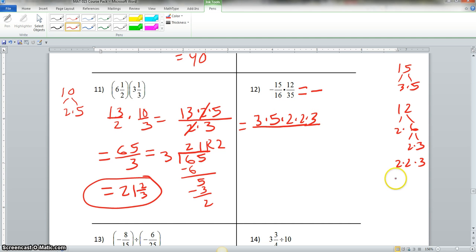Now our denominator, 16. We can take the prime factorization of 16, which is 2 and 8, then 2 and 4, and then finally 2 and 2. So our prime factorization here is 4 2's.